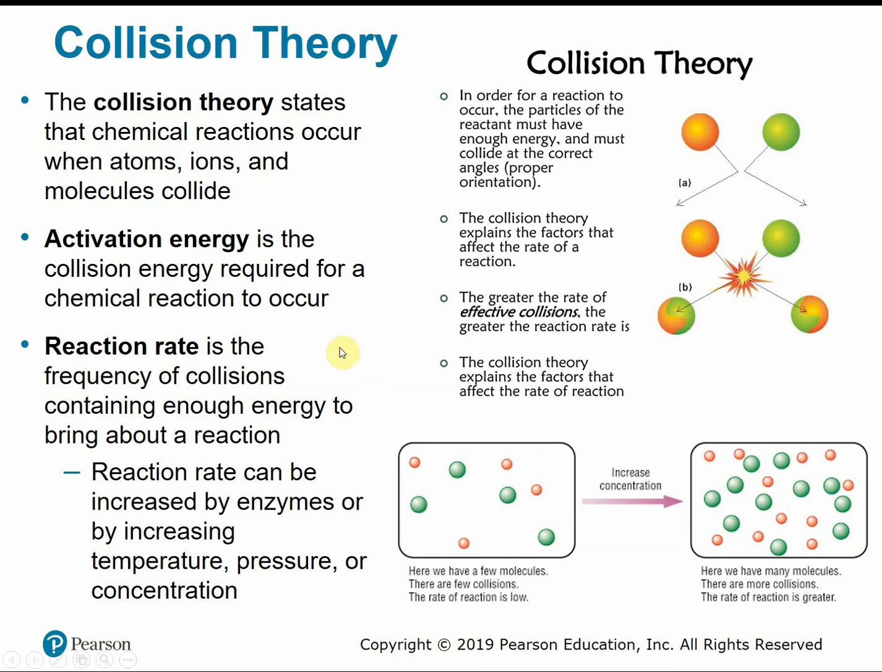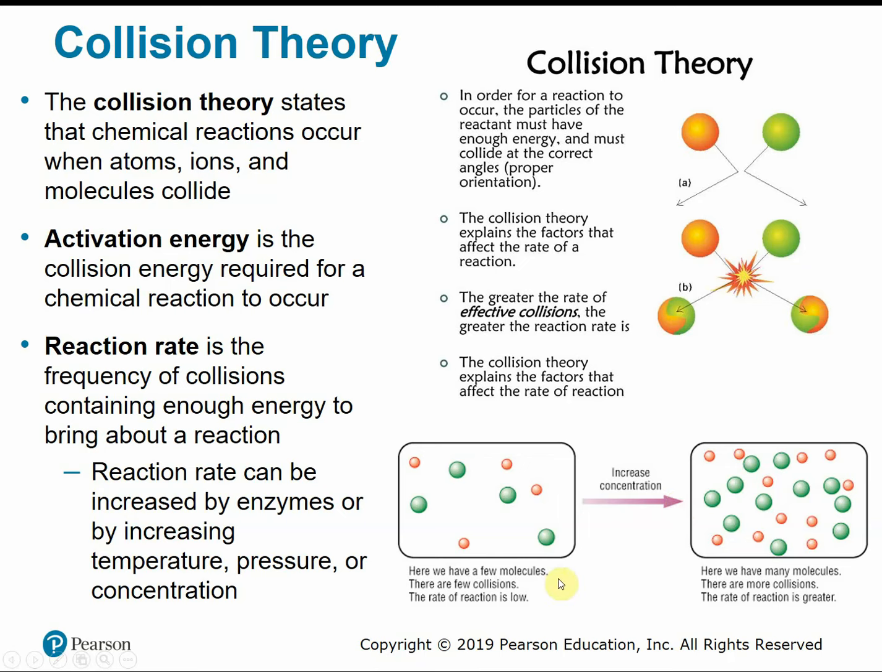Reaction rate is the frequency of collisions, and do they contain enough energy to bring about that reaction? We said enzymes were biological catalysts, so they help speed up these chemical reactions. Enzymes can increase our reaction rate. Some other things that can increase chemical reaction rate include temperature, pressure, or concentration.